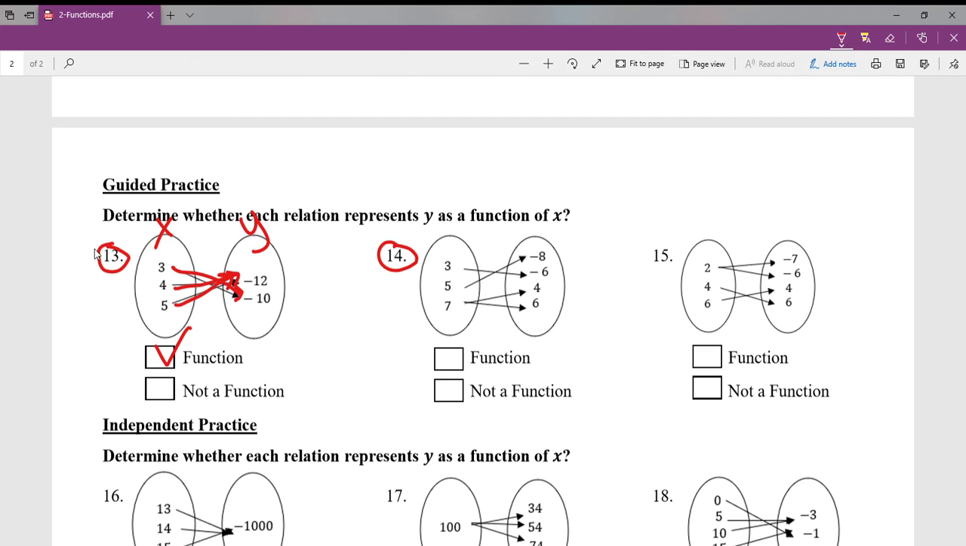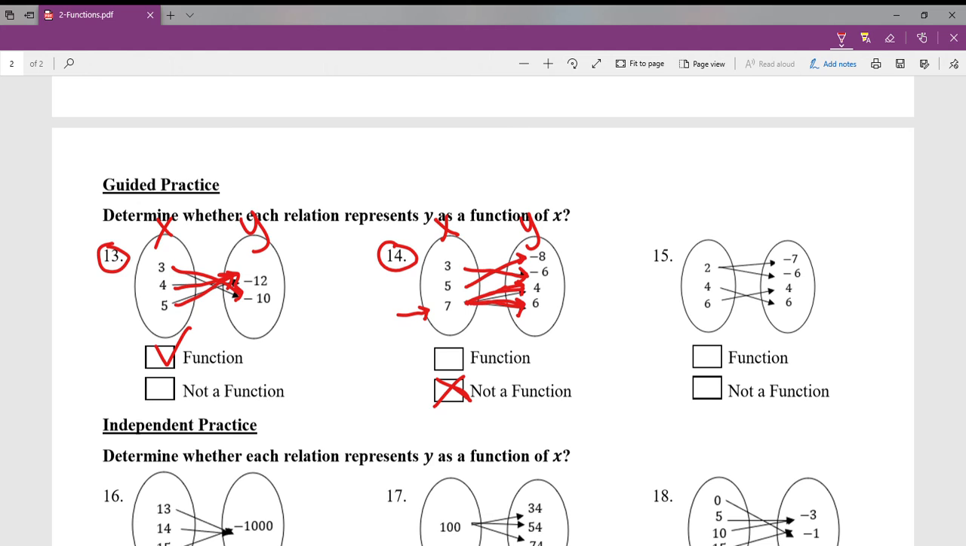So 14, this is where it may get a little challenging. Okay, so when I take a look at my first x value of 3, it goes to -6, I'm good. 5 goes to -8, I'm good. Now let's take a look at this x value of 7. So my first arrow goes to 4. So my x value of 7 is used for 4. But then my x value of 7 is used again for 6. So you'll see it's used once and it's used twice. So if an x value is used twice, then no, it is not a function.